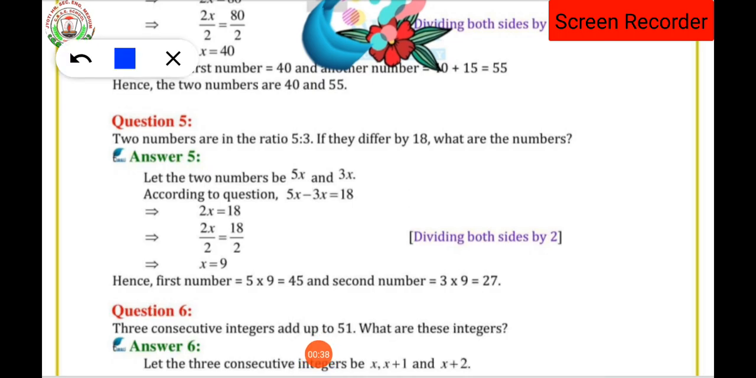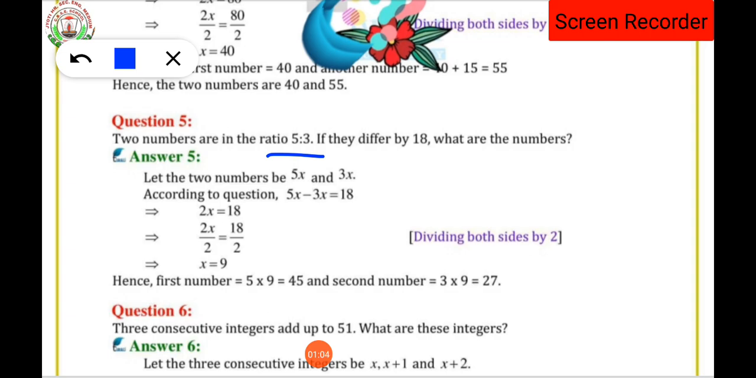Since we have done question number 2, in the same way we are going to do it here. In question number 2, it is said sum, that means addition, and here it is talking about differ, that means subtraction will be there. Here it is said that the two numbers are in the ratio 5:3. If they differ by 18, what are the numbers?